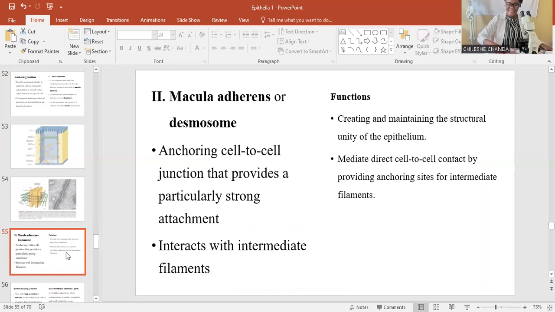The second type of anchoring junctions are macular adherens. These macular adherens are also known as desmosomes. These desmosomes are anchoring cell-to-cell junctions that provide a particularly strong attachment. Okay, they also interact with intermediate filaments. They create and maintain the structural unity of the epithelium.